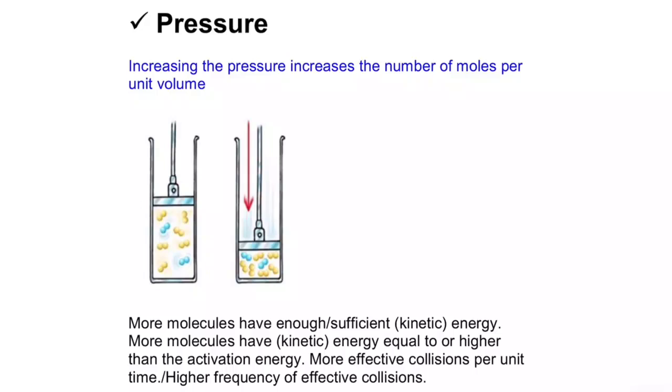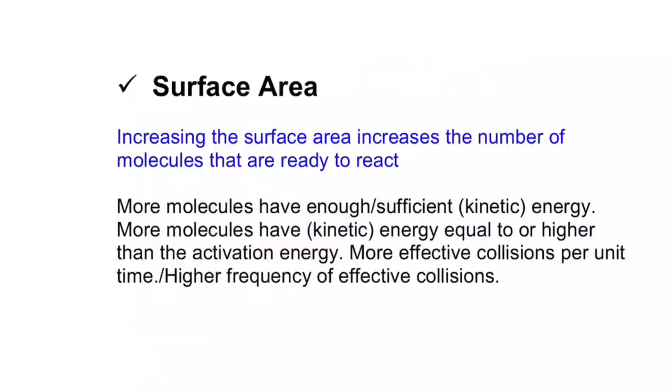So they will be most likely to collide because they are in a very small volume. They're in a very low volume compared to when they are, let's say this is A, compared to when they are in A. In B, they are most likely to collide because that is very small. So what does the collision theory say? More molecules have enough or sufficient kinetic energy. More molecules have kinetic energy equal to or higher than the activation energy. More effective collisions per unit time. Let's talk about surface area.